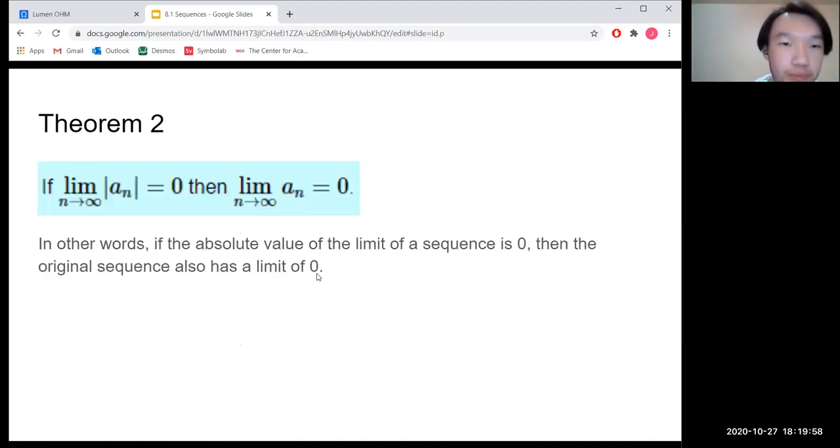Moving on. Over here, we have another theorem that says if the limit of the absolute value of a sequence is 0, then the limit of the original sequence is also 0. So let me see if I could draw that for you guys.